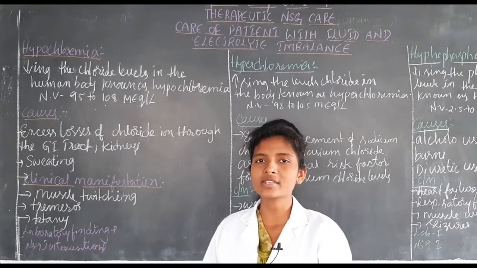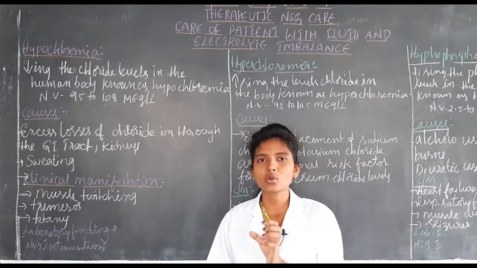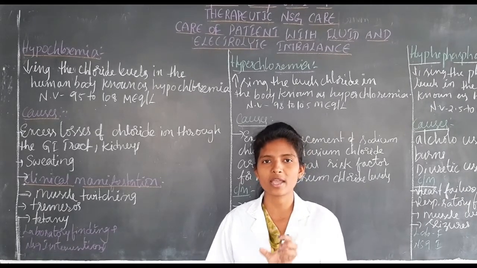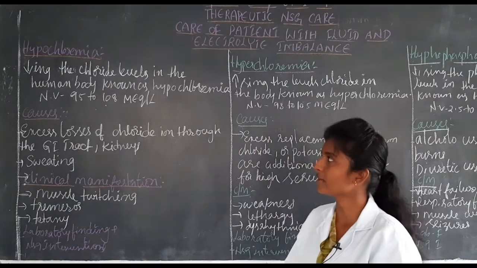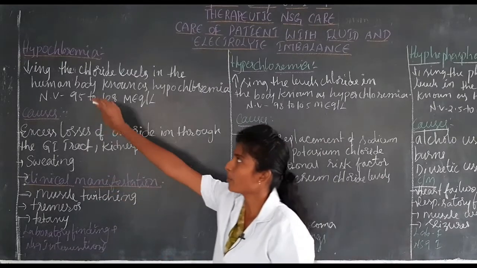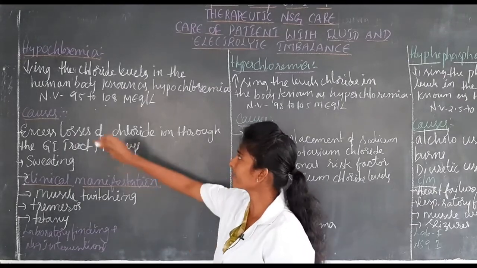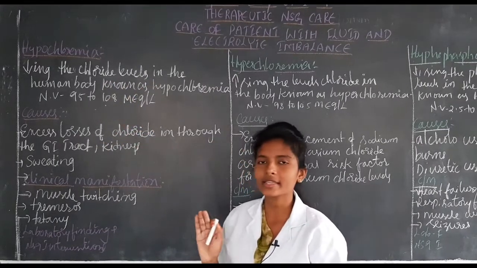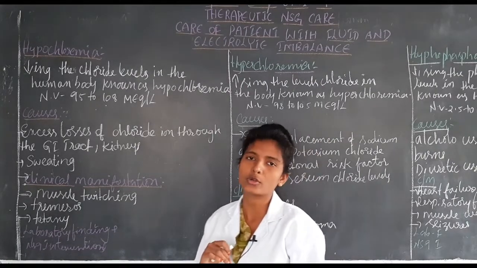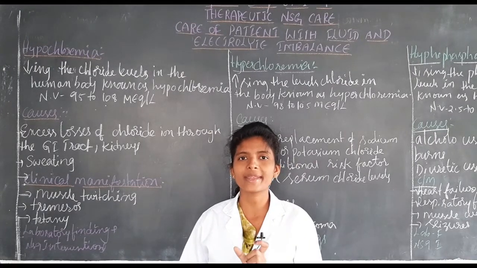So we will see chloride first. Chloride is also one part of the electrolytes. If the chlorides are decreased in the body, it is known as hypochloremia. So we will see what is meant by hypochloremia. The first part is hypo. It indicates that there is a decrease. Hypo means low. So decreasing the chloride levels in the body is known as hypochloremia. That is the meaning of hypochloremia. It is nothing but decreasing levels of chloride in the body.